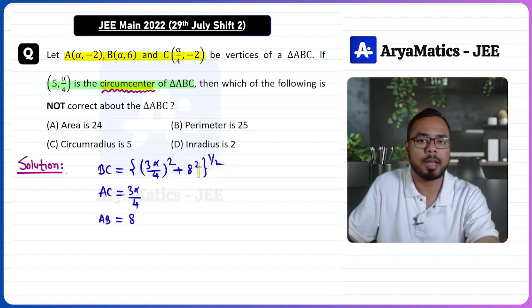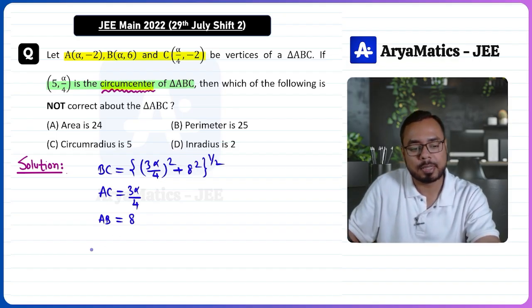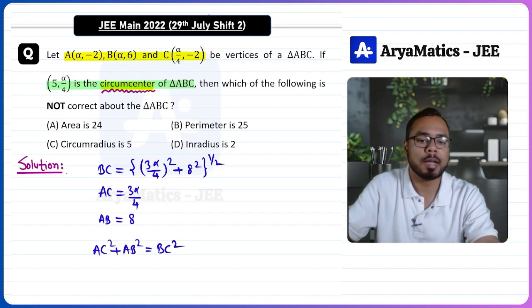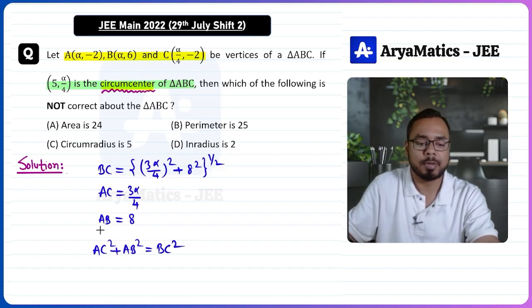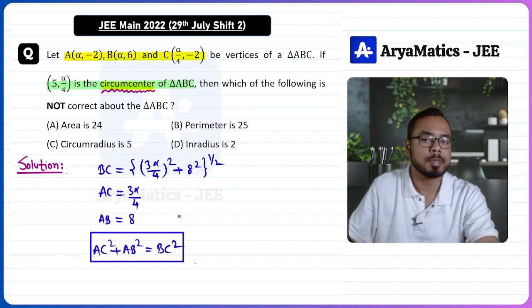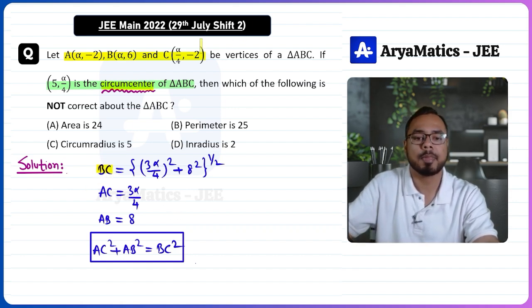Now clearly you can see that AC square plus AB square is BC square. That means we have a right angle triangle. Here you can easily see this result, that AC square plus AB square is BC square. So we have a right angle triangle, and once we have a right angle triangle, we can very easily get the circumcenter of the triangle. Circumcenter will be the midpoint of the hypotenuse, and the hypotenuse is the longest side BC, right?